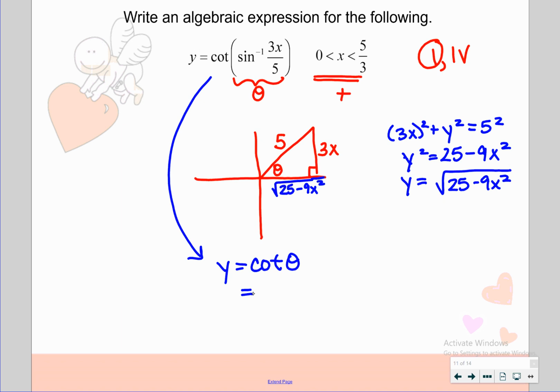Tangent is opposite over adjacent, so cotangent is adjacent over opposite. So my adjacent side is this gross guy, and my opposite side is 3x. That doesn't reduce because one's inside a square root and the other is not. It's gross, but that's our final answer. Okay, so same procedure as Friday. There's just an x in there now, so we can't simplify as much as we'd like to.